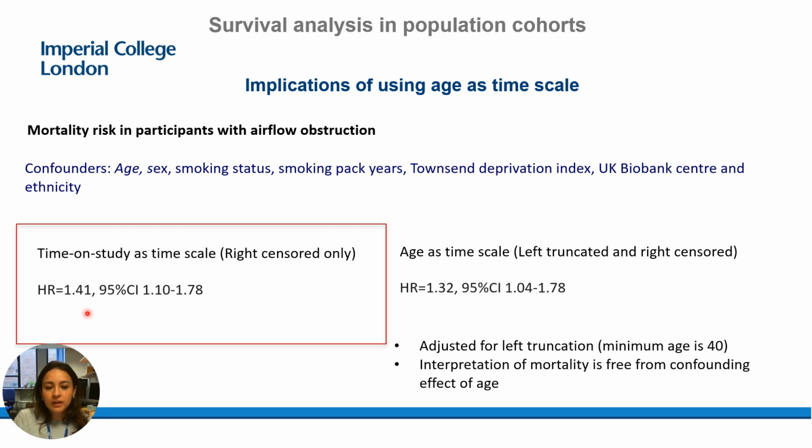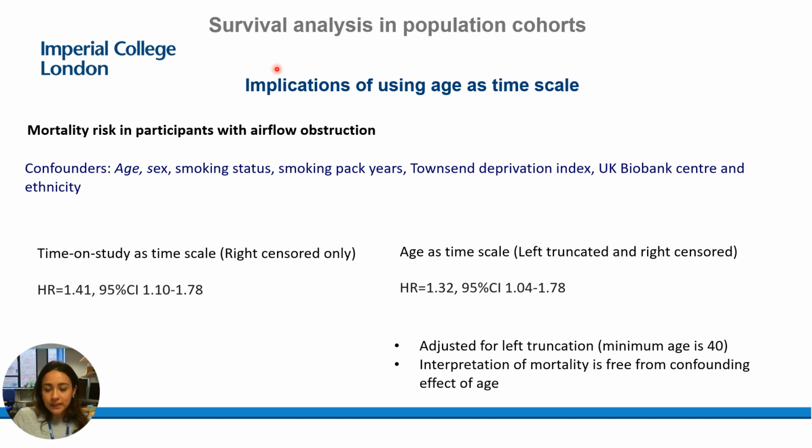obstruction. I then moved on to conduct the same analysis. However, this time using age as the timescale, meaning that I didn't adjust for age because that's already accounted for in the timescale. Then I have a hazard ratio of 1.32, meaning that the mortality risk of people with airflow obstruction is 1.32 times higher compared to those without airflow obstruction. So in this second model, we are accounting for left truncation with a minimum age of 40 years old.